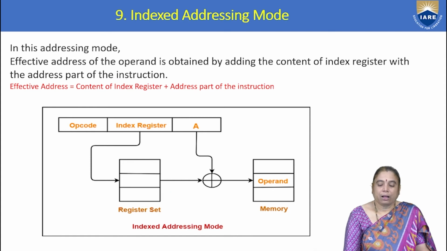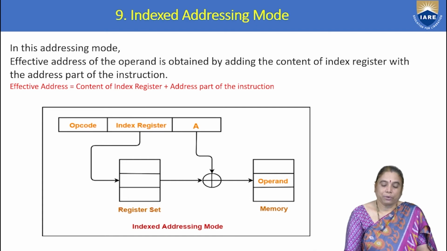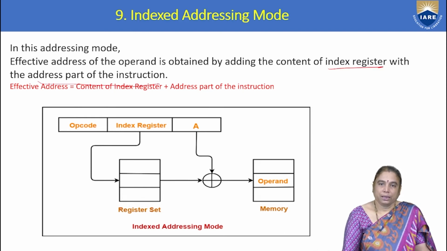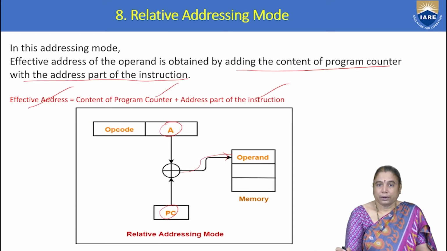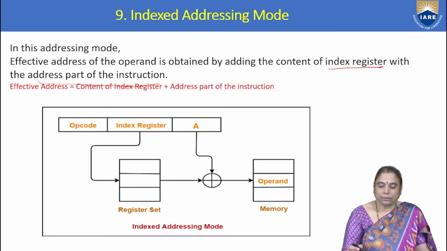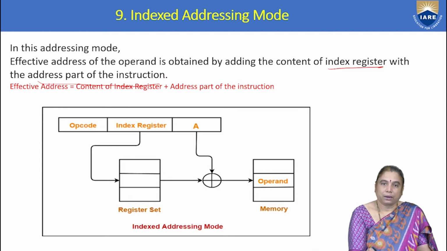The next category of addressing mode is the indexed addressing mode. In this mode, the effective address of the operand is obtained by adding the content of the index register with the address part of the instruction. In the relative addressing mode, the address part of the instruction is added with the program counter value. But in indexed addressing, the index register value is added with the address part of the instruction. So effective address equals the content of the index register plus the address part of the instruction.